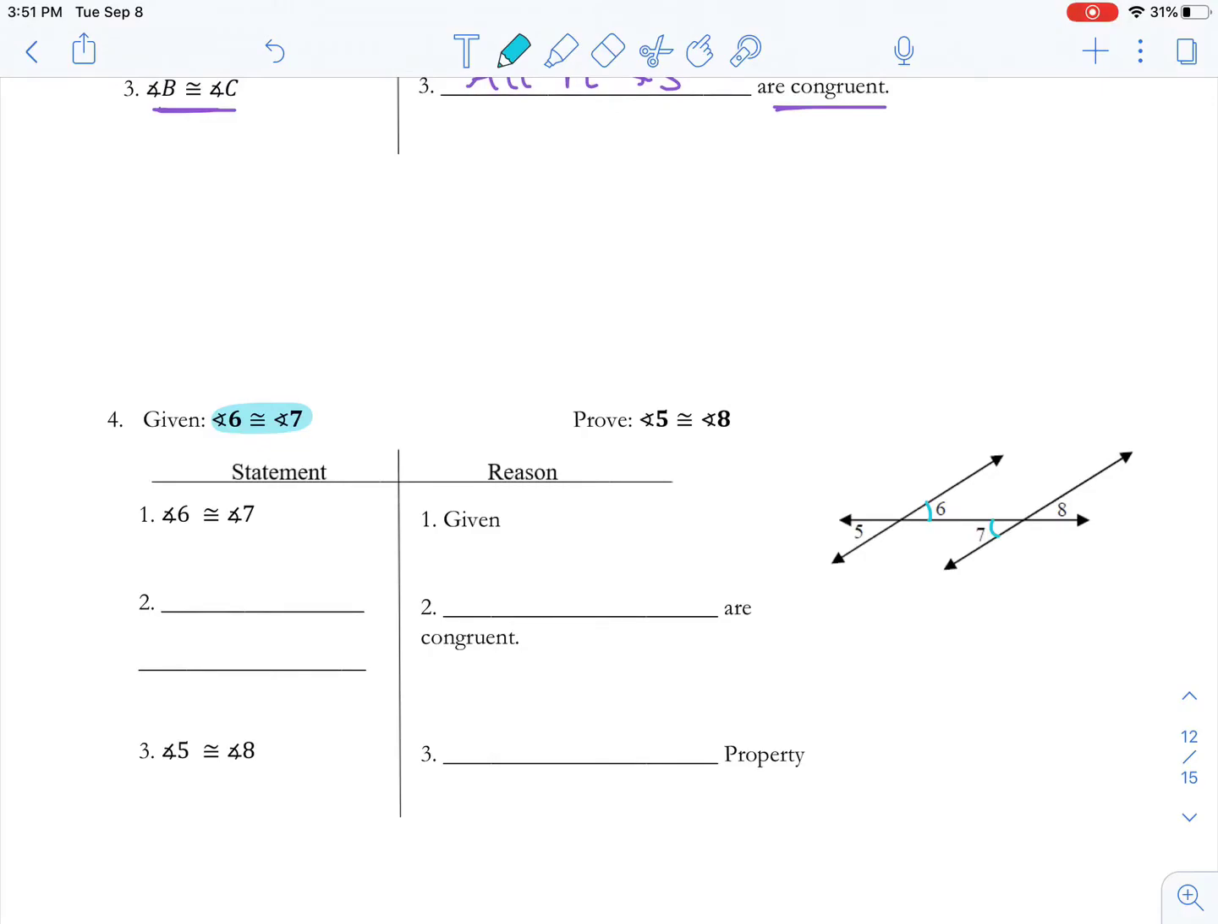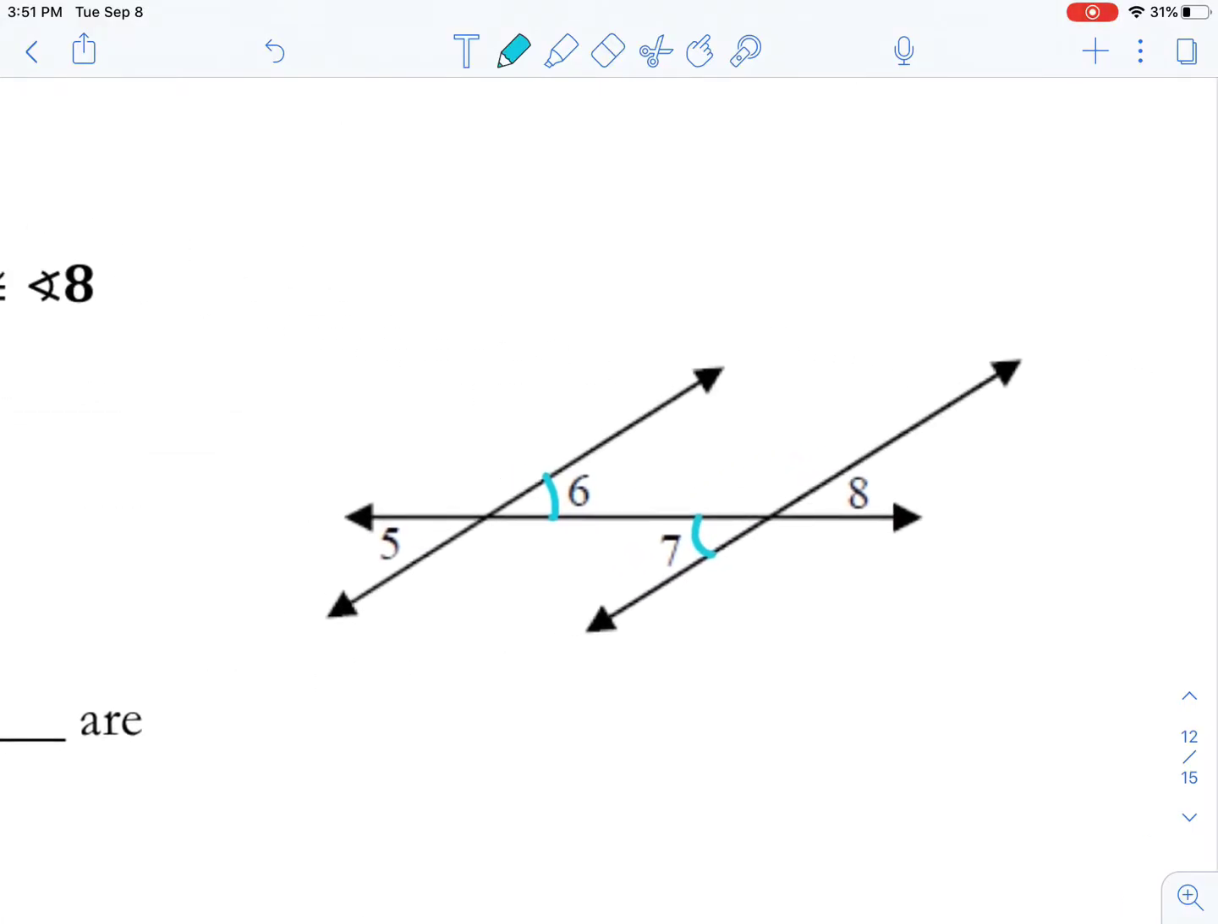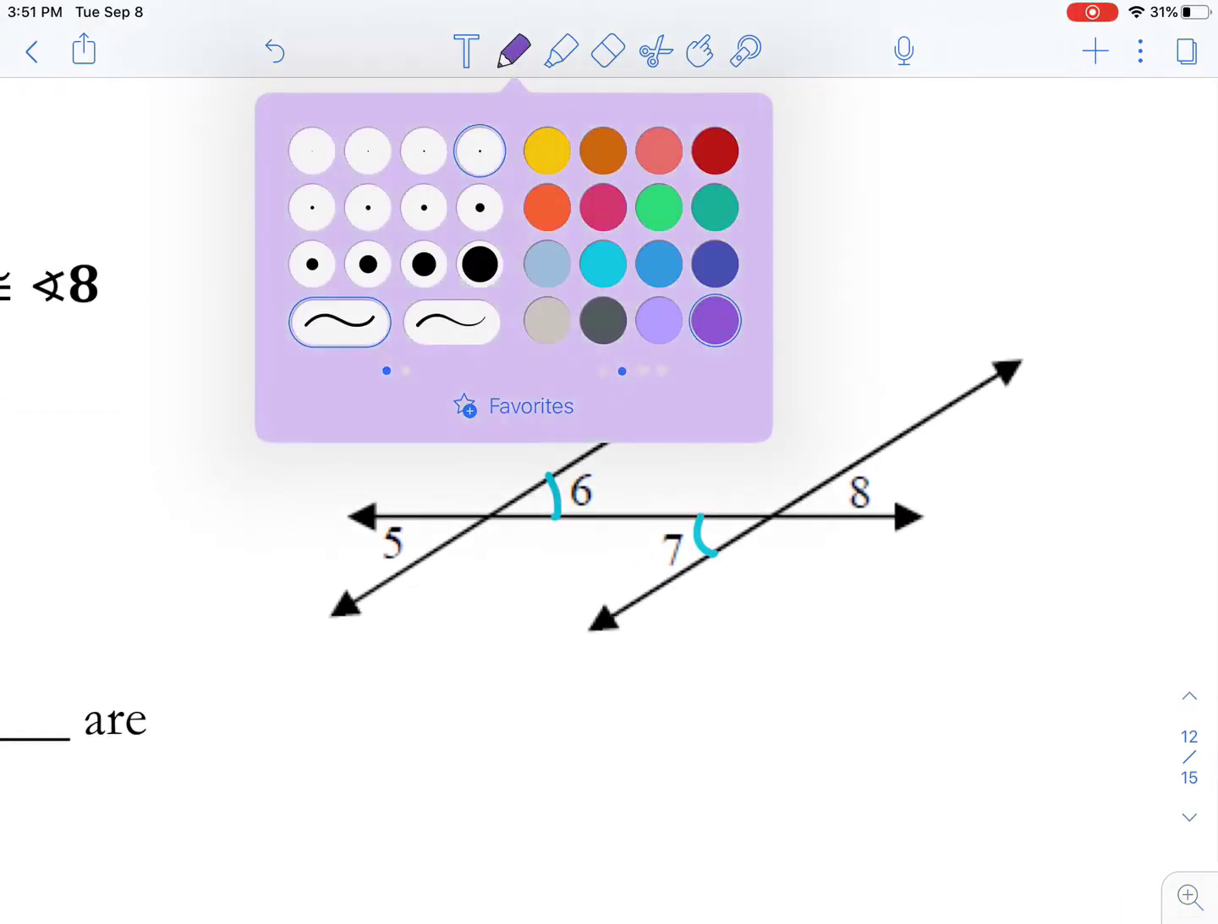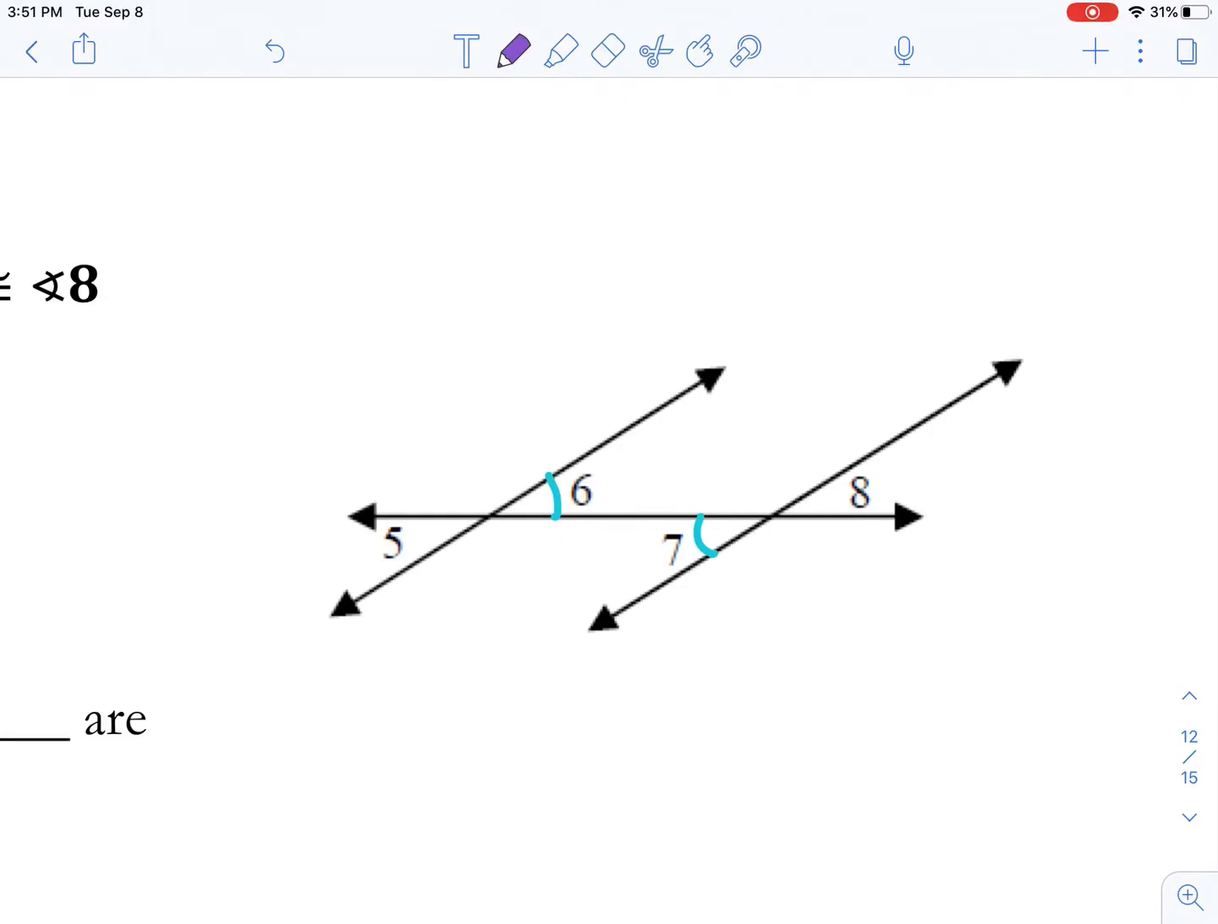Now that's the only information they give us. We wrote it down already, but we haven't quite proven that angle 5 is congruent to 8. So where do we go? What do we do when we're done with the given statements, but we still need more information? Well, we go to the diagram. So based on what we see on the diagram, what else can we say is true?